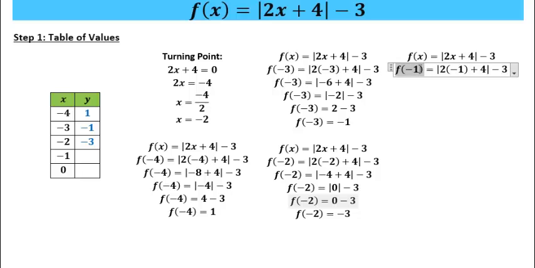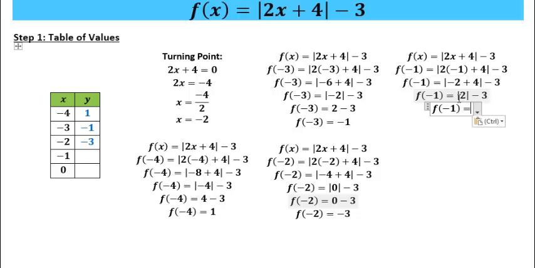Then I'm gonna copy f(1). Okay, f of 1 or image of 1 will be absolute value, 2 times -1, that will be -2 plus 4, I close absolute value bars, -3. Then f(-1), that will be -2 plus 4, that will be +2, so inside absolute value bars I will get +2, and outside absolute value bars will be -3.